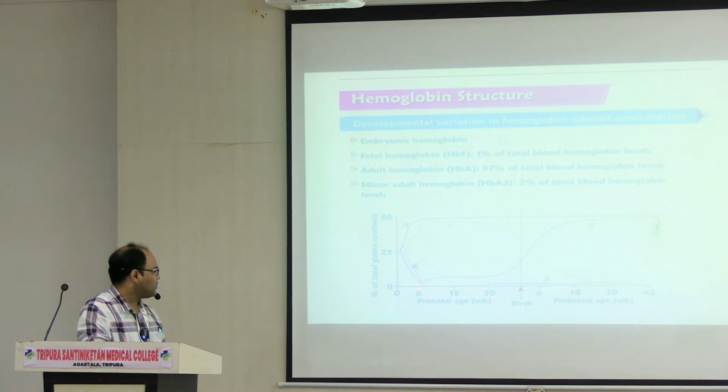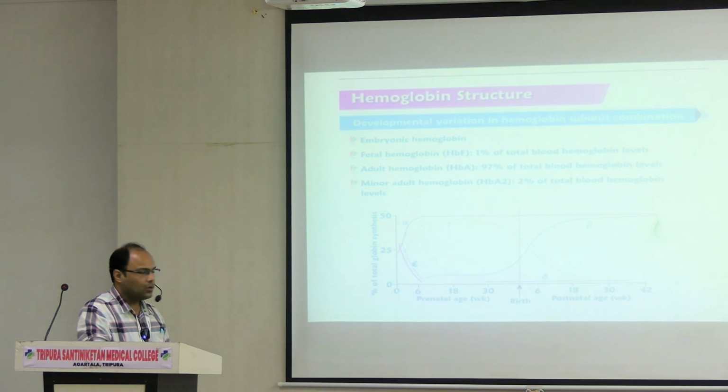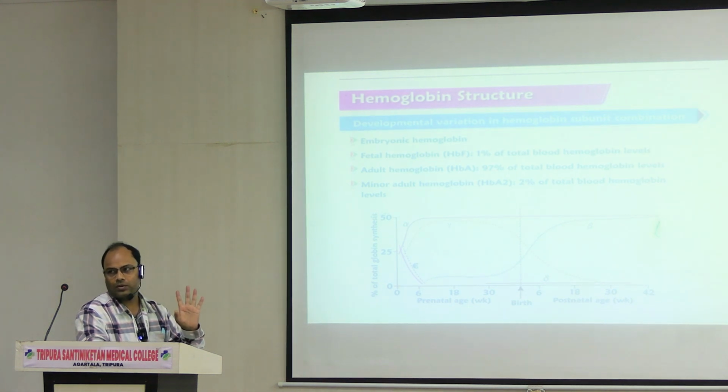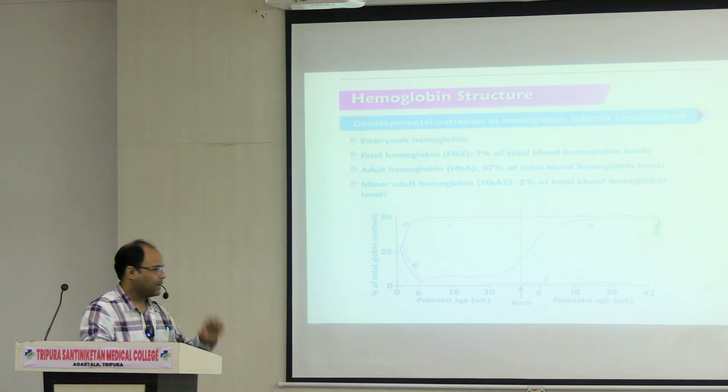And here you can see after 6 weeks the beta chain starts to develop, and after 30 weeks it rapidly increases its value, and after 6 to 18 weeks almost 50% value is achieved, and it forms hemoglobin A. Adult hemoglobin consists of 2 alpha chains and 2 beta chains and reaches its adult value. Now understand? Okay.